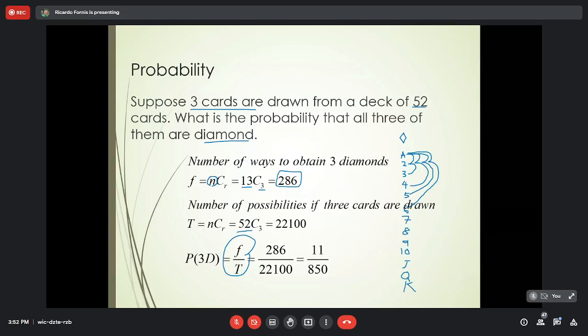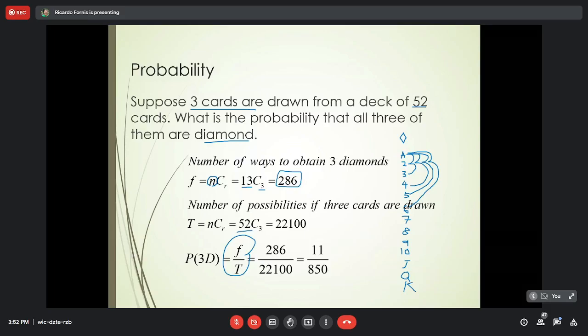I'm waiting for you to type your answers at the chat box. Once again, suppose three cards are drawn from a deck of 52 cards. What is the probability that all three are of the same kind? From Marion, it's 22 over 4 to 5. From Anne Feliz, 22 over 4 to 5.